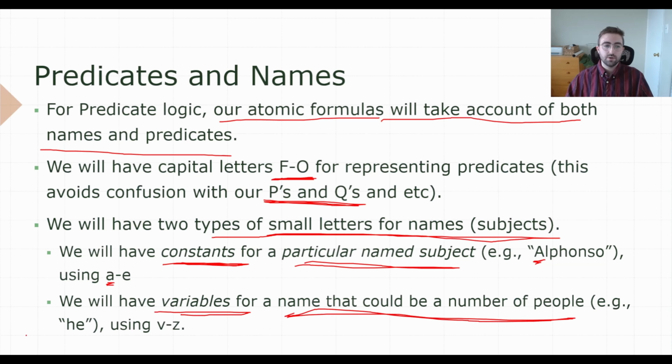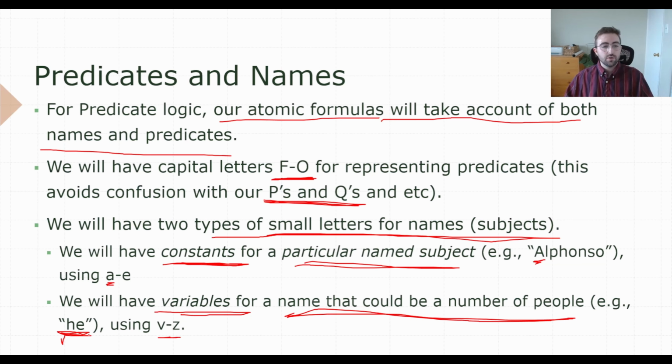So sometimes, if we just want to say he in the abstract without referring to anyone in particular, we would use a variable. And for those, we'll use V through Z, most often X. X and Y are probably our go-tos. But yeah, if we need others, we have access to them.